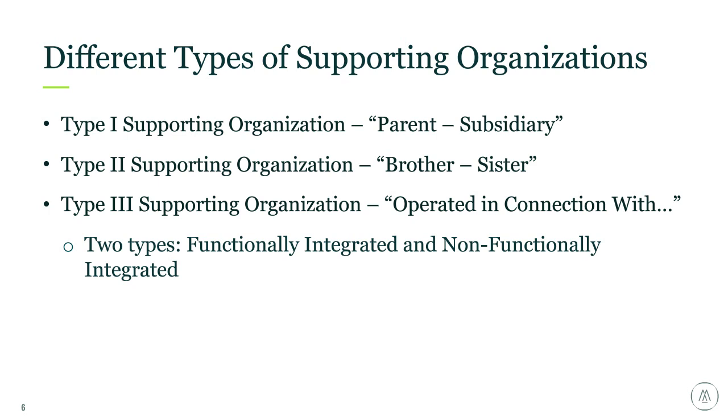Type 3 organizations are further subdivided into two types: functionally integrated and non-functionally integrated organizations. Type 3 organizations, as we'll see, really were the focal point of the more stringent regulations the IRS has placed on supporting organizations, as there was a lot of concern that these organizations really were operating more akin to private foundations, but were shielded with public charity status based on the fact that it was a supporting organization. So we'll really go into the requirements for Type 3 organizations later in the course, just to make sure that these organizations are in compliance with those laws and regulations.